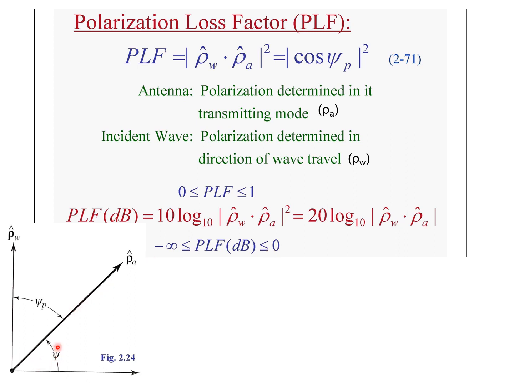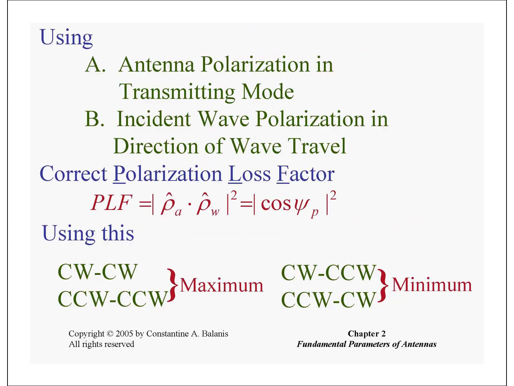You see here, that is the relative angle of the polarization of the antenna with respect to the horizontal axis, that psi angle, and psi p is the angle between the polarization vector of the wave and the polarization vector of the antenna. So using antenna polarization in the transmitting mode and incident wave polarization in the direction of wave travel, the polarization loss factor will be given by this equation.